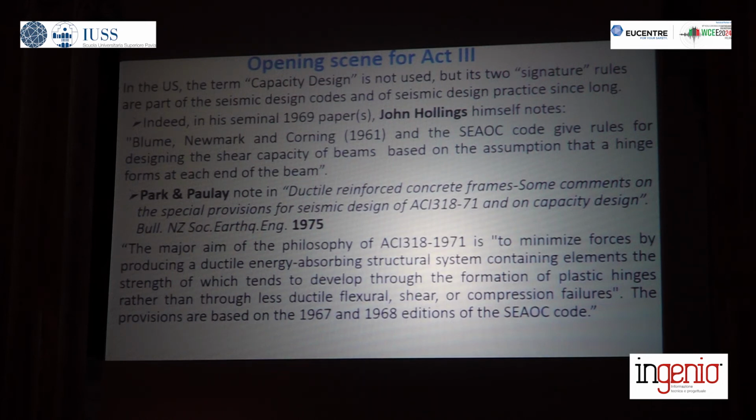And Park and Paulay, in a paper which was published before their book, say that the ACI code of 1971 essentially is based on the philosophy that they themselves were proposing as capacity design, and that philosophy and these provisions in the ACI code were based on the 1967 and 68 editions of the SEAOC code. So, apparently, the elements for capacity design pre-existed.